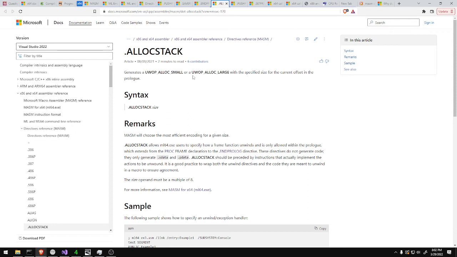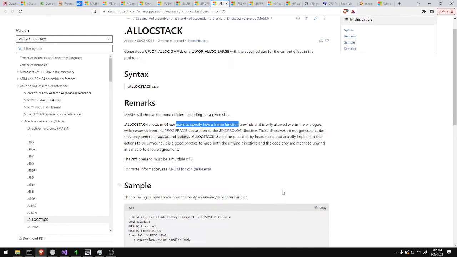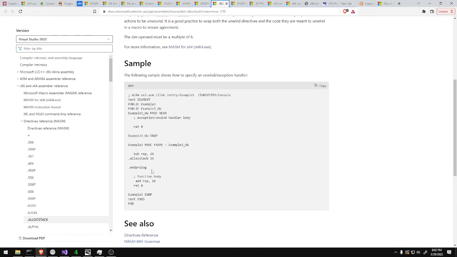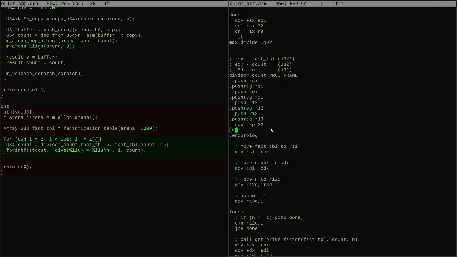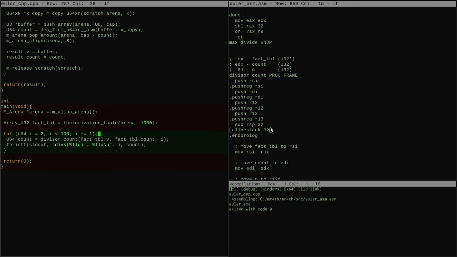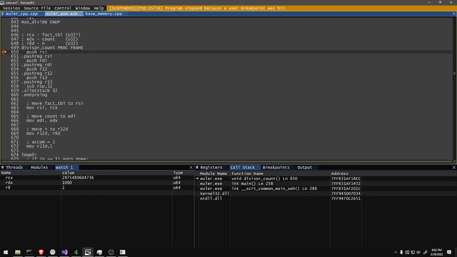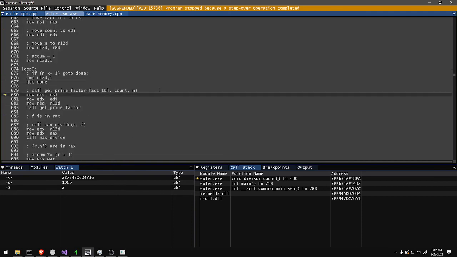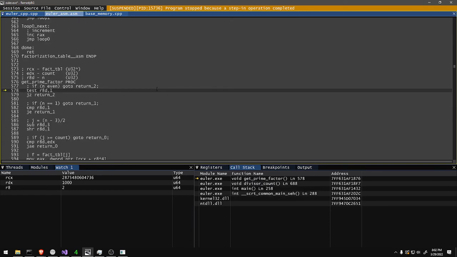Alloc stack generates alloc small or alloc large of the specified size. Allows MASM to specify how a frame function unwinds and is only allowed within the prologue. Let's see. Alloc stack 16. Okay, so I just tell it how much I'm allocating. That makes sense. Alloc stack 32. Okay. All right, so now we have unwinding working, and if I come into this function, unwinding keeps working here because I didn't do anything to the stack.